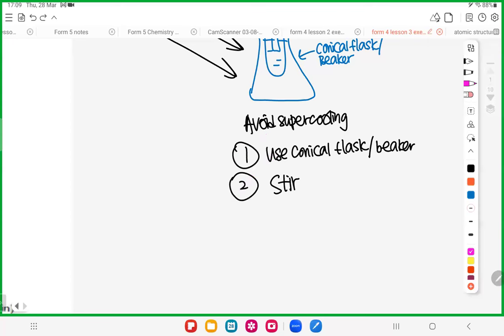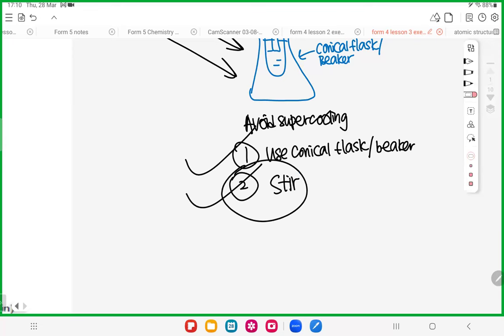Let's say the question asks, how to avoid super cooling? My answer: use a conical flask and stir the liquid. I'll write both answers if the question never forces me to choose. But if the question is an objective question, and they give you these two answers and you can only choose one, then you must know both methods are good. Both can avoid super cooling, but which one is the best? That's why you have to be careful.